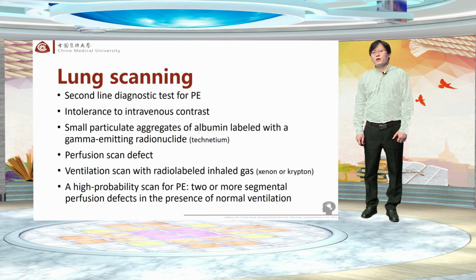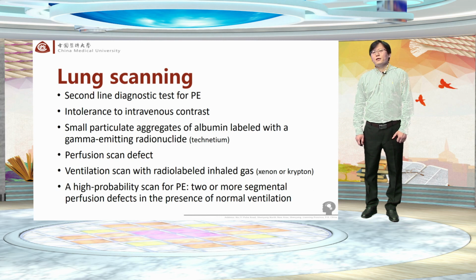Lung scanning is a second-line diagnostic test for PE, especially useful for those who cannot tolerate intravenous contrast for CT. We use small particulate aggregates of albumin labeled with a gamma-emitting radionuclide, technetium, to do the perfusion scan, and we use radio-labeled inhaled gas, xenon or krypton, to do the ventilation scan.